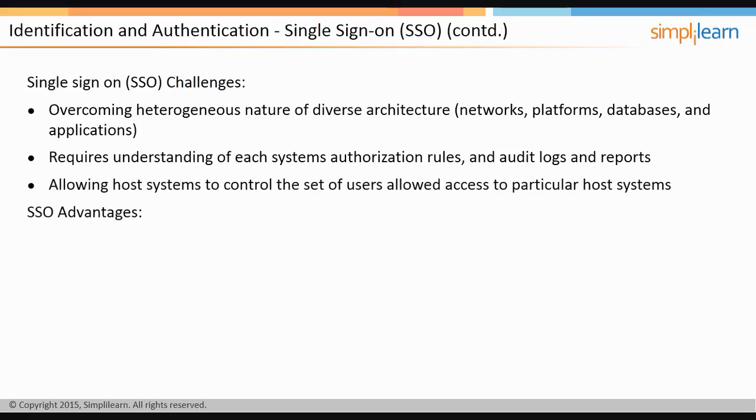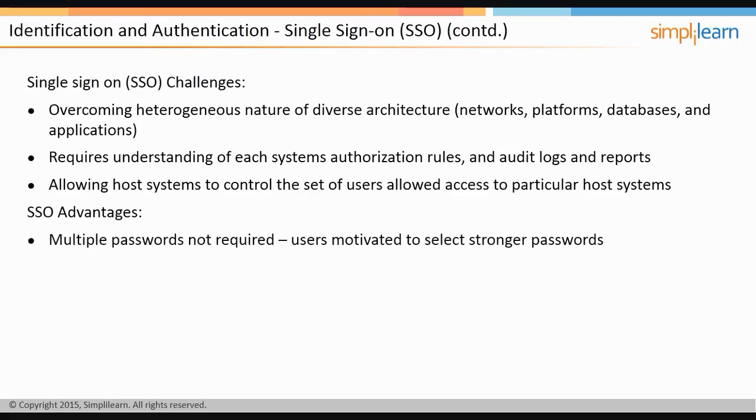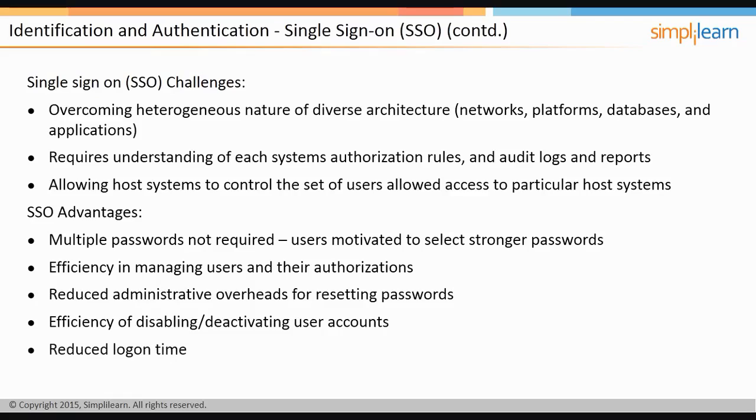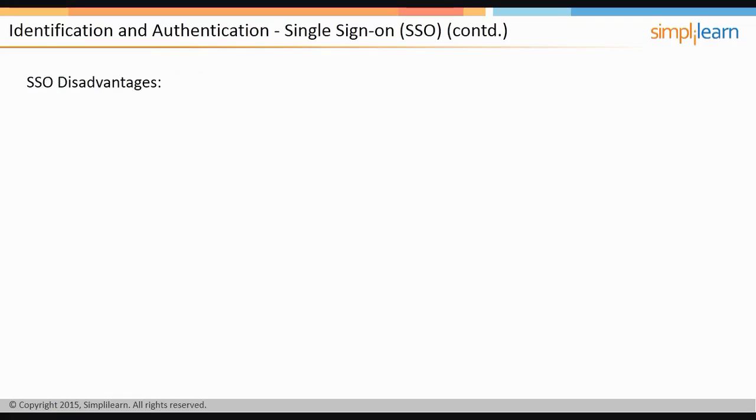SSO advantages. Multiple passwords not required. Users motivated to select stronger passwords. Efficiency in managing users and their authorizations. Reduced administrative overheads for resetting passwords. Efficiency of disabling, deactivating user accounts. Reduced logon time.